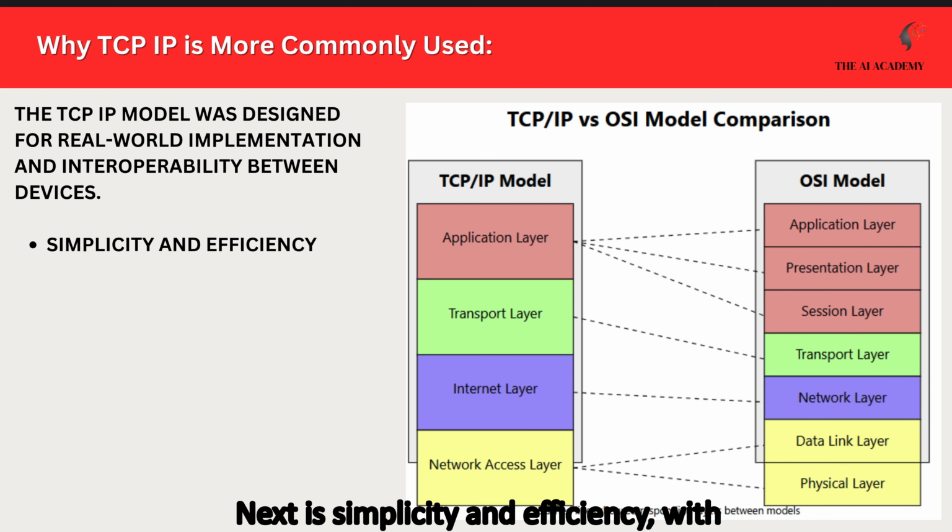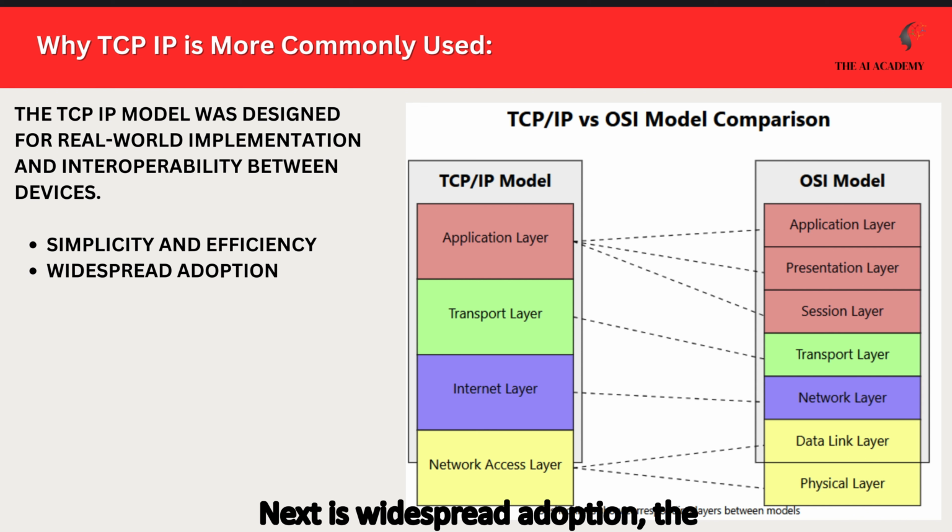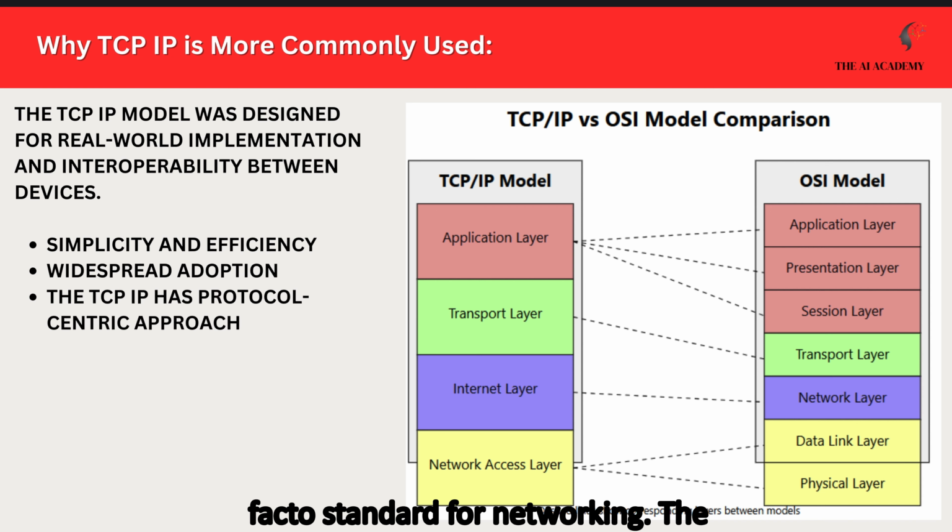Next is simplicity and efficiency. With only 4 layers, the TCP/IP model is easier to understand and implement. It merges overlapping responsibilities into single layers, avoiding unnecessary complexity. Next is widespread adoption. TCP/IP became the standard because of its early adoption in ARPANET, the precursor to the modern Internet. As the Internet grew, so did the use of TCP/IP, making it the de facto standard for networking.